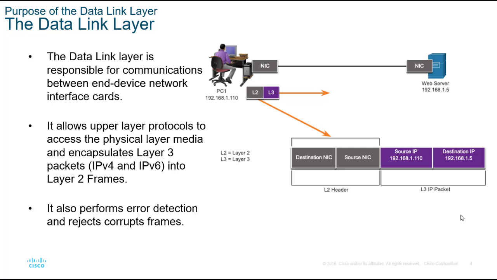In the figure at the data link layer, the network interface card, or NIC, on the PC adds Layer 2 Ethernet destination and source NIC information to a Layer 3 packet. The NIC will then convert this source and destination NIC information to a format that the physical layer underneath supports so that it can be transmitted across the network media.